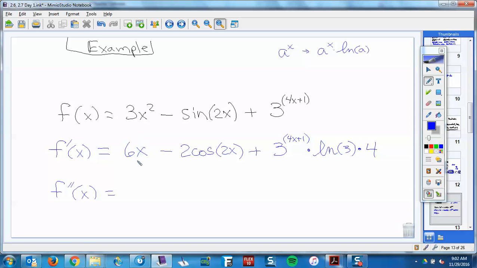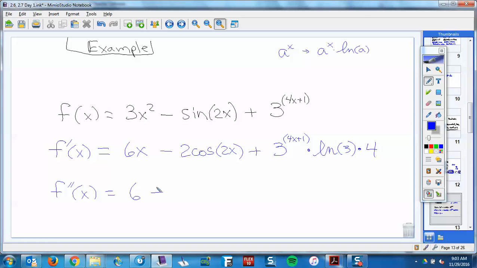So what's the derivative of 6x? 6. What about this one? What do we do when we have a 2 hanging out in front? Just leave it. What's the derivative of cosine?